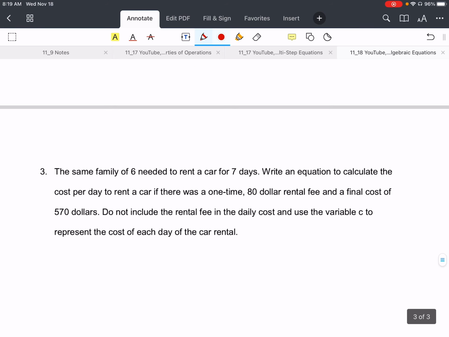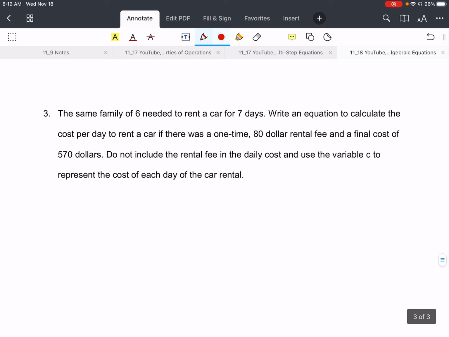Last example. Okay, this one is a little bit different. In fact, I think it'll be easier for you. The same family of 6 needed to rent a car for 7 days. Write an equation to calculate the cost per day to rent a car if there was a one-time $80 rental fee and a final cost of $570. Do not include the rental fee in the daily cost and use the variable C to represent the cost of each day of the car rental.